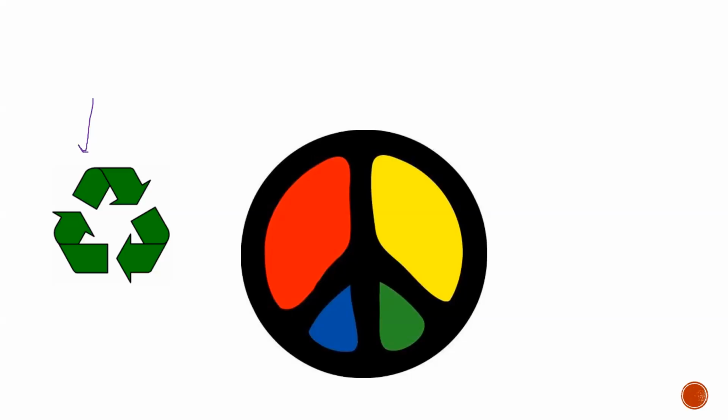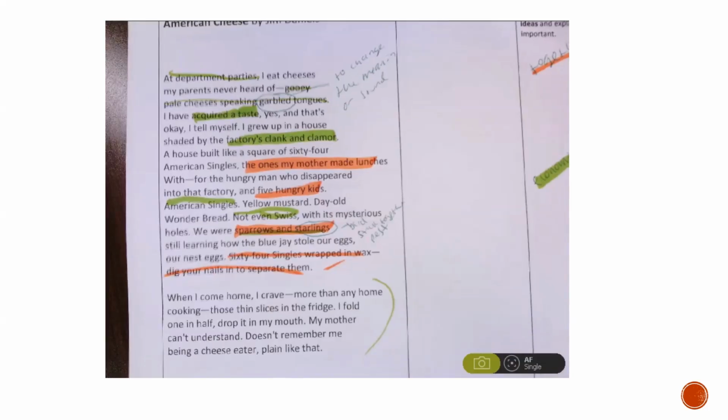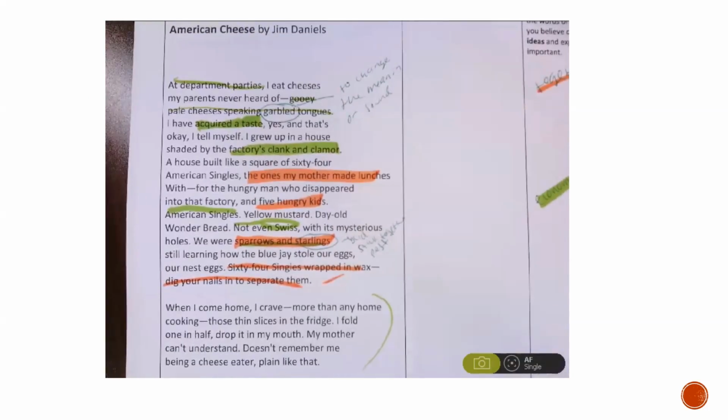This sign right here, you probably know means recycling. And this sign right here means peace. So those are examples of symbols in everyday life. And now we're going to look at a symbol in the poem. Okay, the symbol that I want to talk to you about in American Cheese, the poem, is actually cheese.